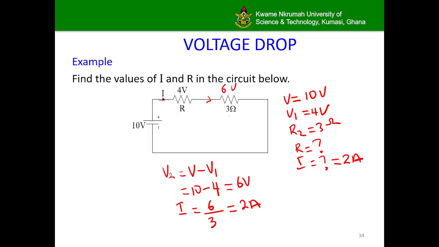Now, to find R, we can divide the voltage across the resistor R, which is V1 or 4 volts, by the current I, which we just found to be 2 amps. And so resistor R is simply 4 divided by 2, which results to be 2 ohms.